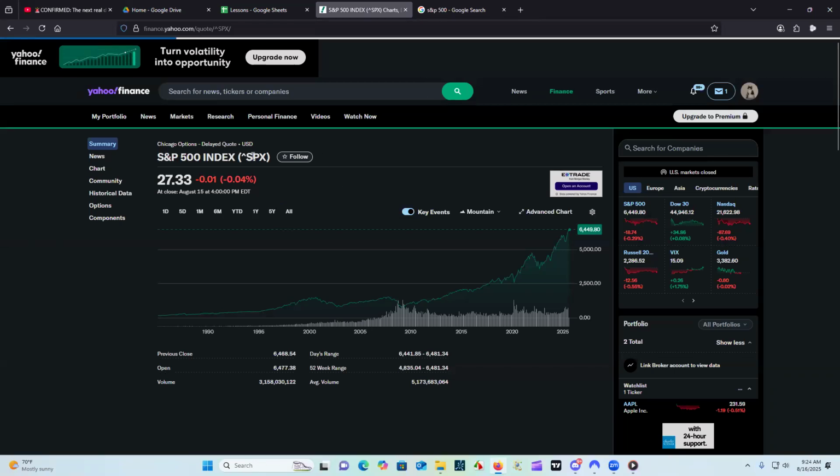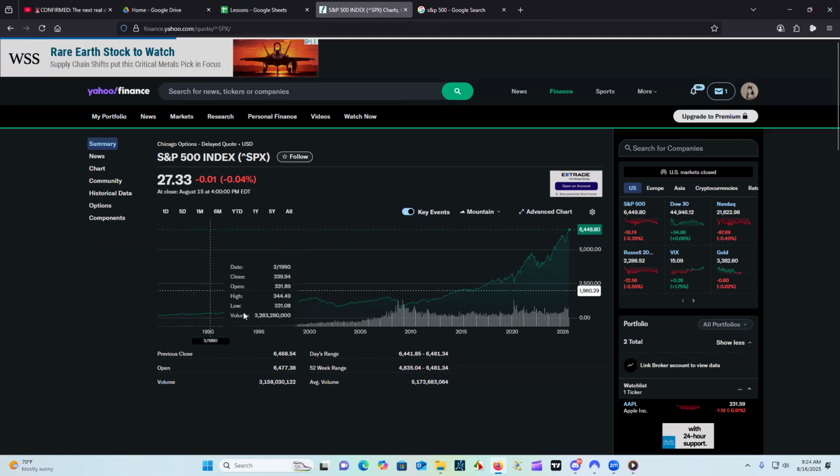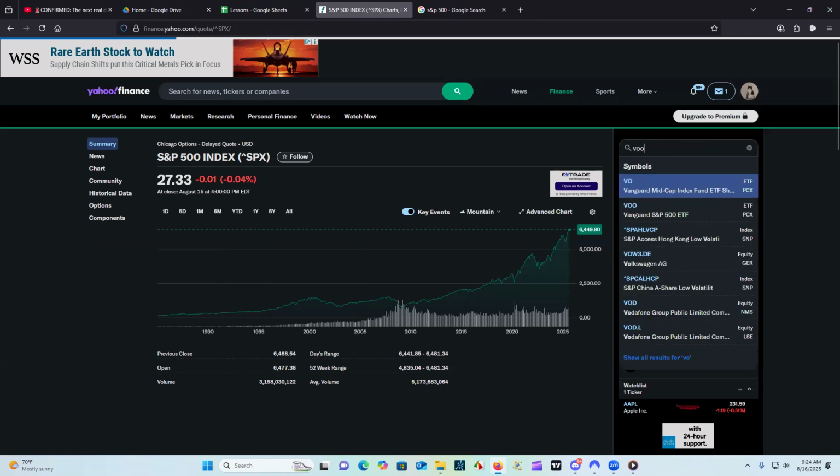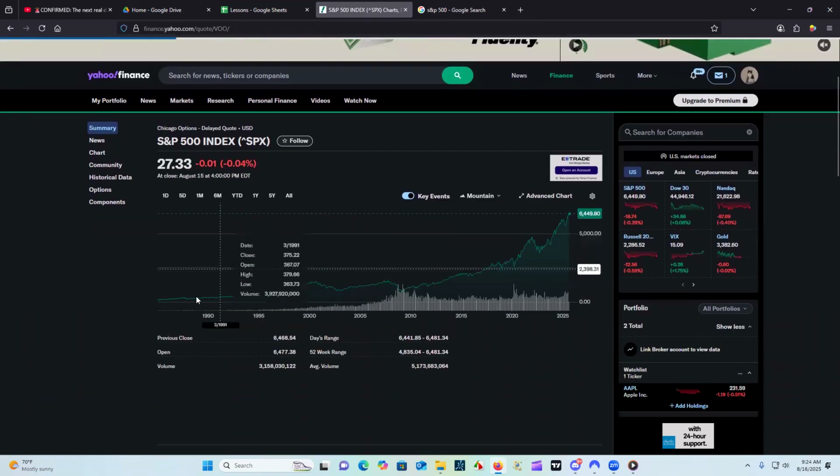Okay. So, like I said, you can't buy this S&P 500 index because it's just an index that tells you how it's doing. And what other companies have done is they created ETFs for the S&P 500 index. So one of the ETFs that they've created is called VOO, and so now you can buy and sell the S&P 500 index using VOO.